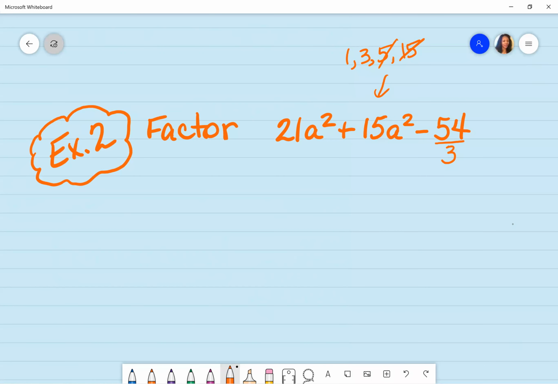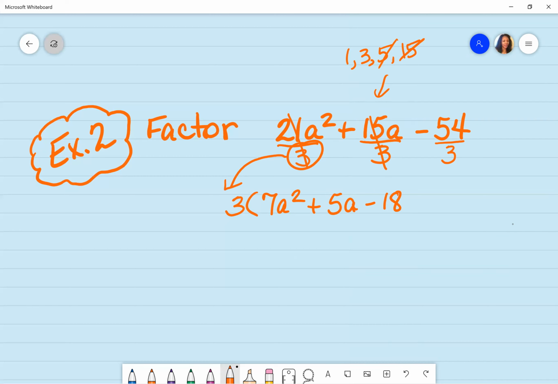So therefore, I know that's my greatest common factor. So let's go and write 3 under each one of my terms. When I am factoring, my greatest common factor goes out front. So 3, parentheses. Keep up with that. Greatest common factor is a factor. So what's left over is 21 divided by 3, which is 7. And then I have a squared. 15 divided by 3 is plus 5. And I'm sorry, I don't know why I have that a squared there. I have a left over. And then negative 54 divided by 3, we just said that's going to be 18.